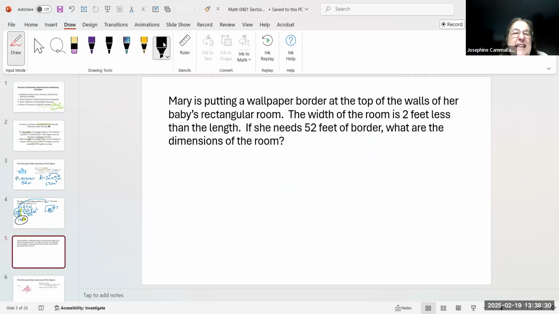Now, we're going to get a little more interesting here. Okay, when you have geometry, you want to try and visualize. That's why in the last problem I drew a picture. Well, here we're going to have to understand, am I using area or perimeter? Well, Mary is putting a wallpaper border at the top of the walls of her baby's bedroom. This sentence sets the stage, and it's telling us that we are talking about perimeter.